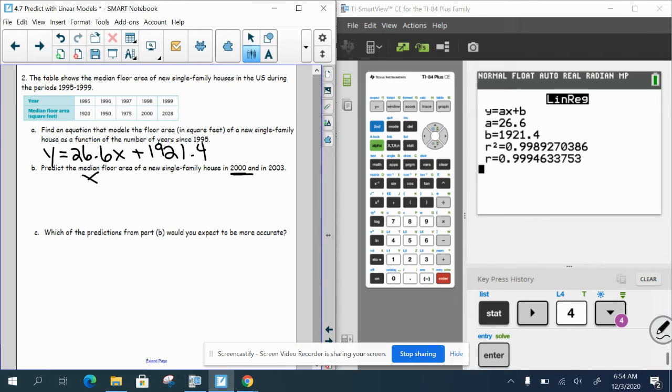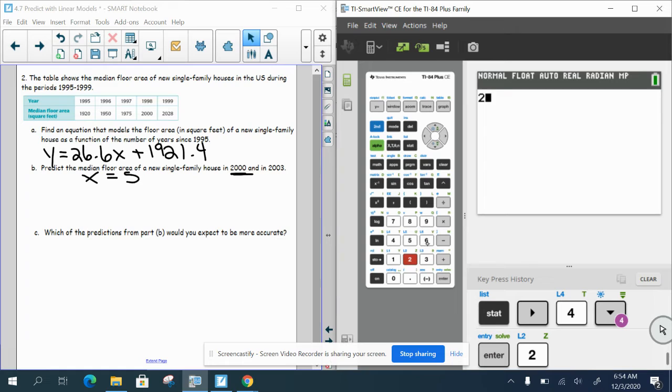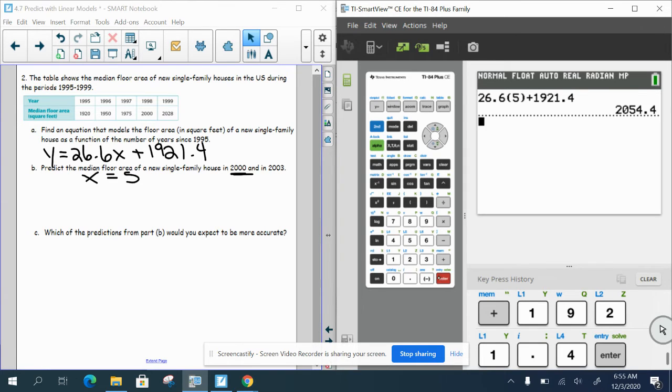So 2000 would be when x equals 5. So we just plug in 5 into our equation. So 26.6 times 5 plus 1921.4. So that'd be 2054.4 square feet.